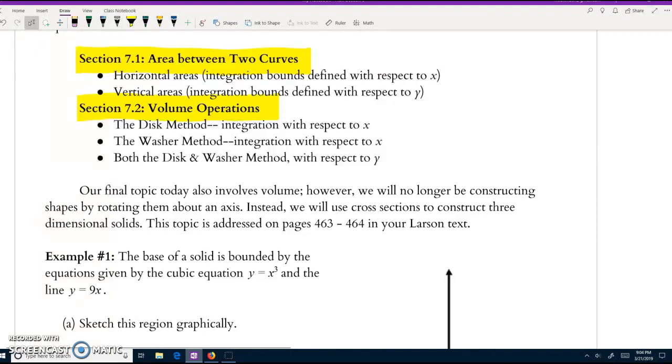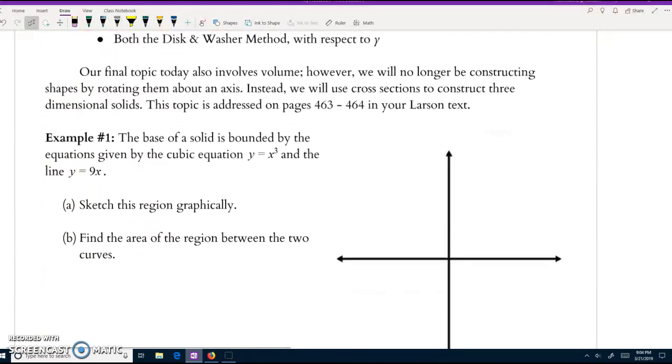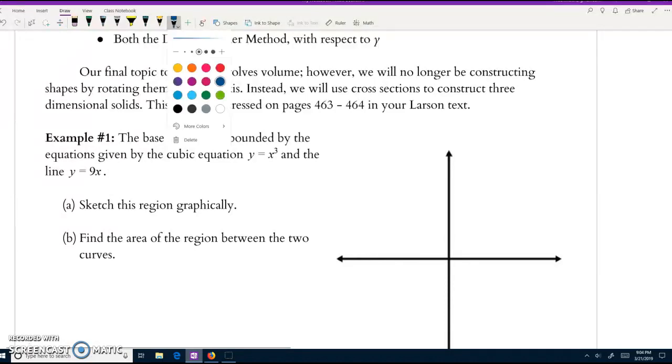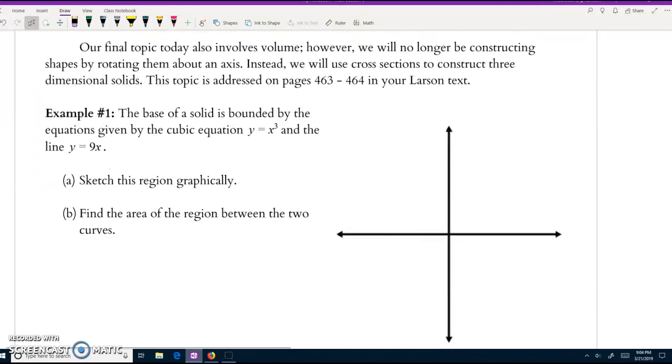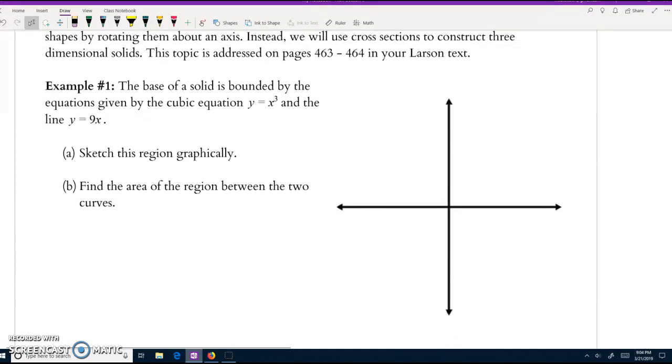So we're going to start off with an example, and we're going to take a look at this example and how it can be used to really discuss a couple of different interesting shapes. So we're going to start off with a cubic equation, y equals x cubed, and the line y equals 9x. So this is very similar to a graph pair that we had yesterday. I think we had x cubed and 4x for some of the y-axis work that we did. So it should be a very similar setup.